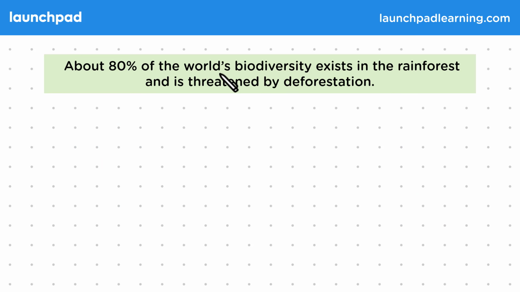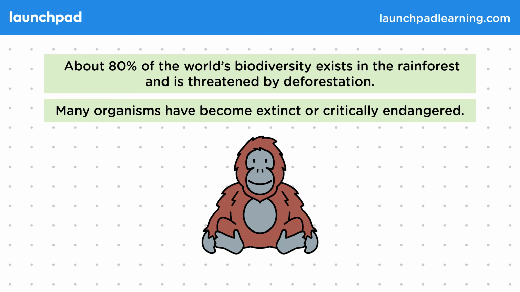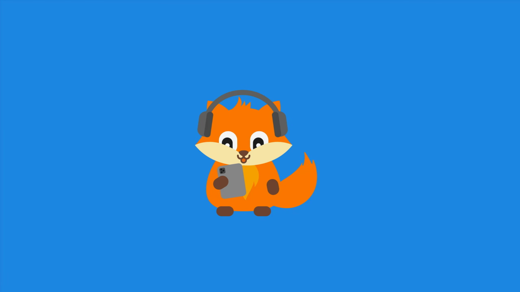About 80% of the world's biodiversity exists in the rainforest and is threatened by deforestation. Many organisms have become extinct or critically endangered. A prime example of this would be the Sumatran orangutan, which is critically endangered. Deforestation to make way for palm oil plantations is why the Sumatran orangutan is critically endangered. You don't need to name a specific example of extinction for the exam, just know the fact that biodiversity is decreased by deforestation.